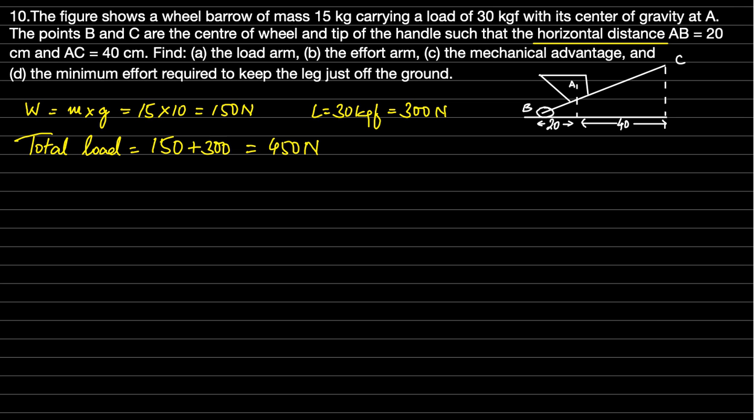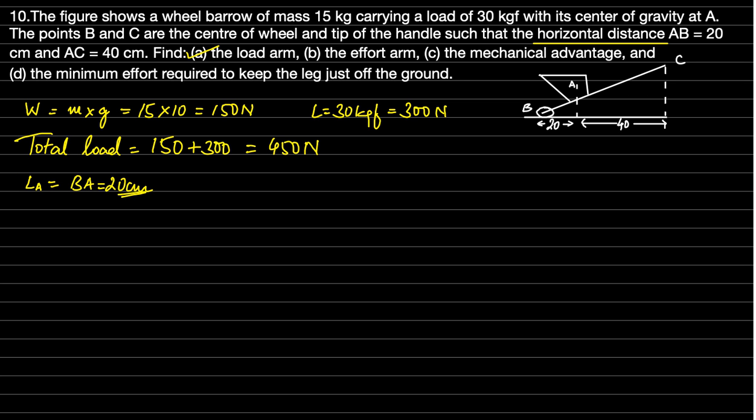We need to find load arm. So load arm means distance of the load from the fulcrum. So we can see that the fulcrum is at B. So I will write load arm, that's going to be LA. That's equal to the distance of BA. So BA is straight away given as 20 centimeters. So load arm we got it as 20 centimeters. So that completes the first part.